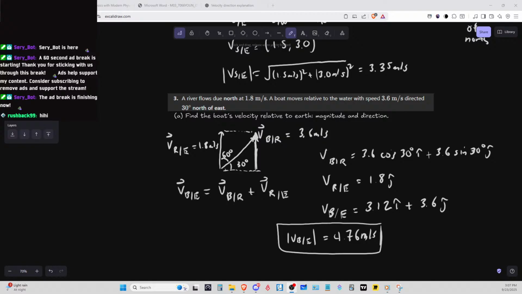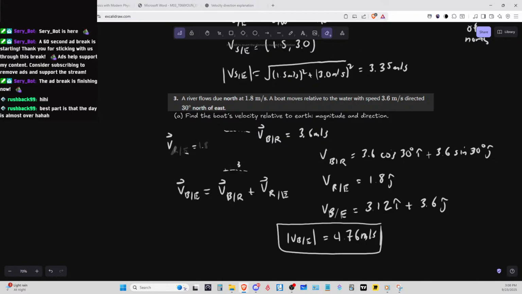So maybe I have to draw this over, because I think this drawing might not be best for this type of problem actually. Because the way I'm thinking it.